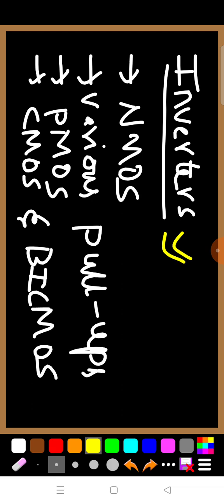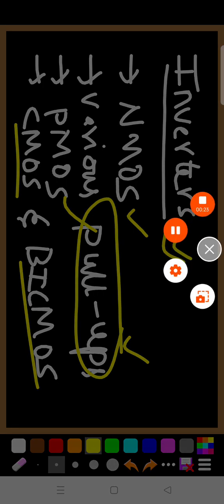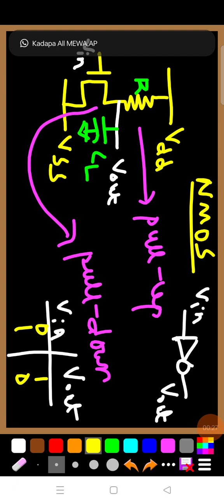It is a very important question from an external exam point of view. According to the syllabus, we are going to observe inverters as the NMOS inverter with various pull-up concepts that we have to discuss. That is a very important topic, and after that the PMOS inverter, then the CMOS inverter, and the BiCMOS inverter. Is it clear? Now we will discuss in this class the NMOS inverter.